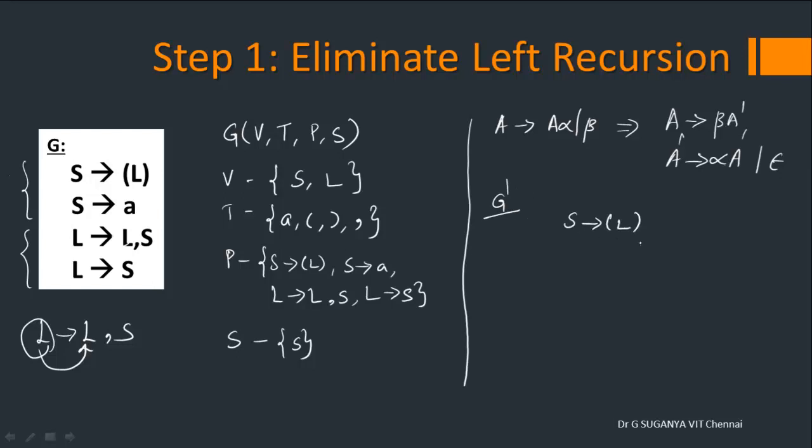S gives within bracket L, S gives A will remain as it is because there is no left recursion. Now L gives, take the alternate that doesn't start with L. So it is S. Introduce a new non-terminal L dash, where L dash gives, you take the rest of the portion without L. So it is comma S. Add the same non-terminal to make it recursive. Introduce a new alternate called epsilon. So that's the grammar after eliminating left recursion.